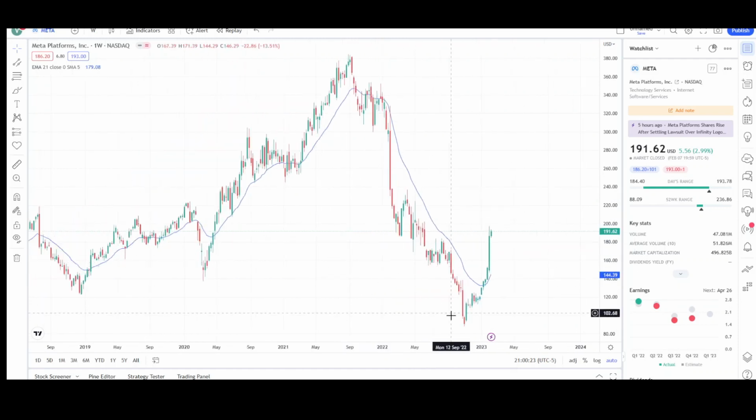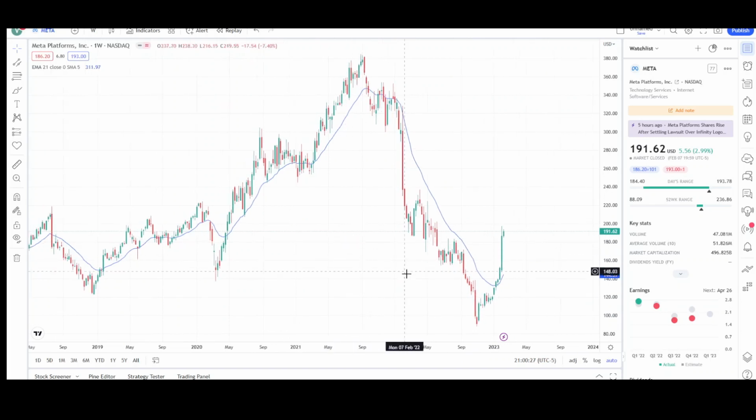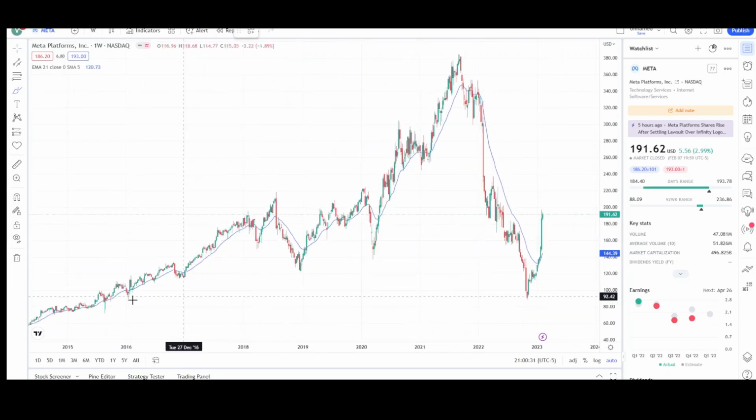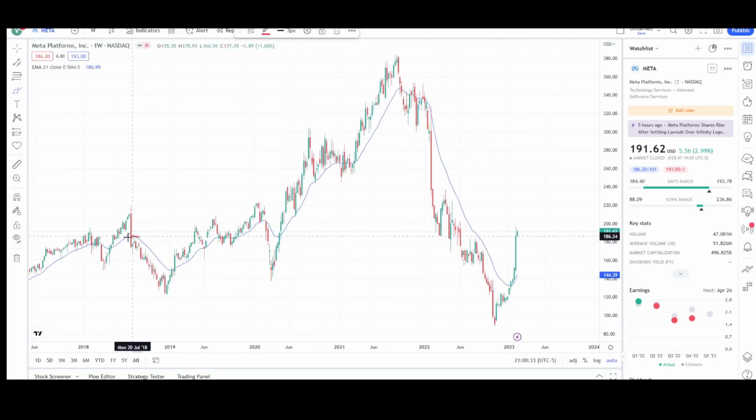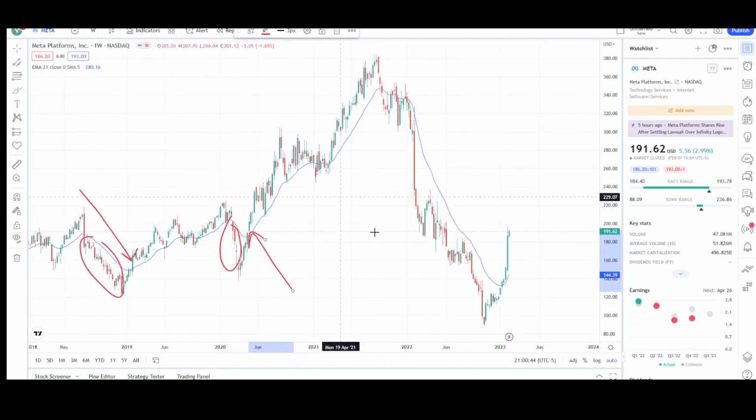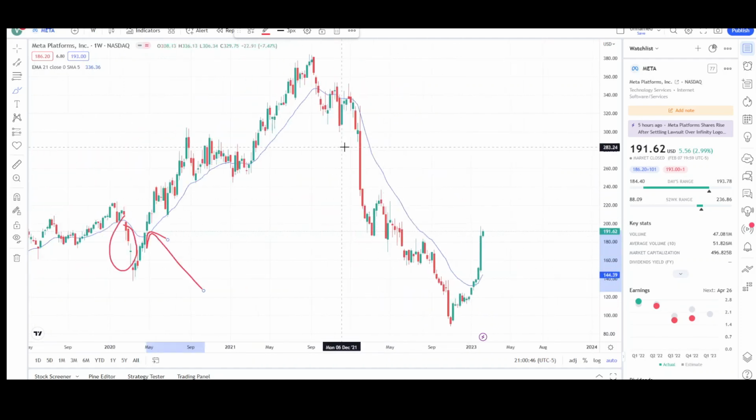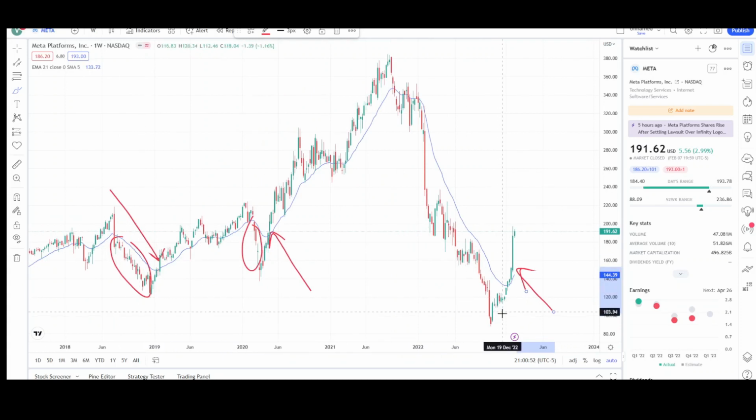But let's just say this is the bottom right here, and we never come back down to this low. It is a possibility, and it does make sense, because every time Meta Platforms had a downtrend in the past, and we got back above the EMA, we never went below it again for a long time. Same thing right here in 2020, we went below the EMA, but once we got back above it on the weekly chart, we never went below it for a long time. Same thing over here, we were in a downtrend for a long time below the EMA, now we're back above it. So there's a good chance, if history repeats, maybe we don't go back down to these lows.